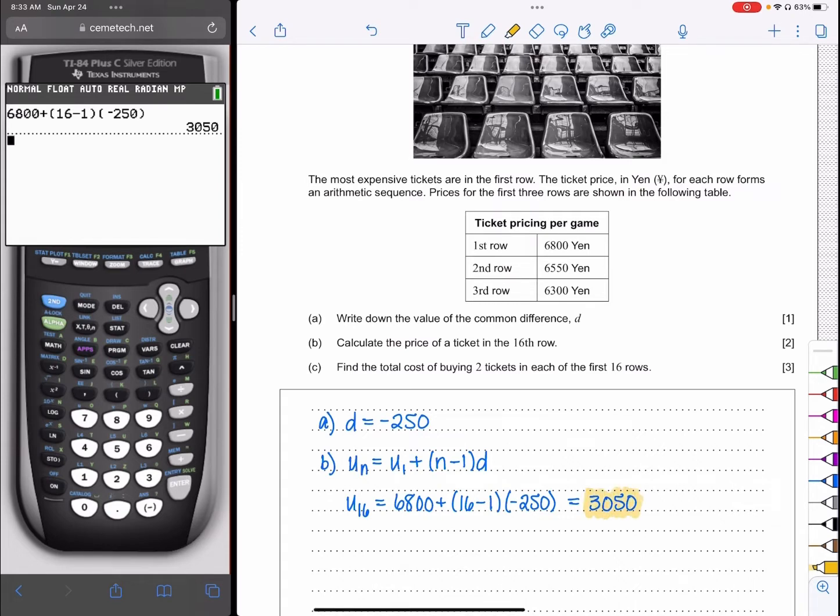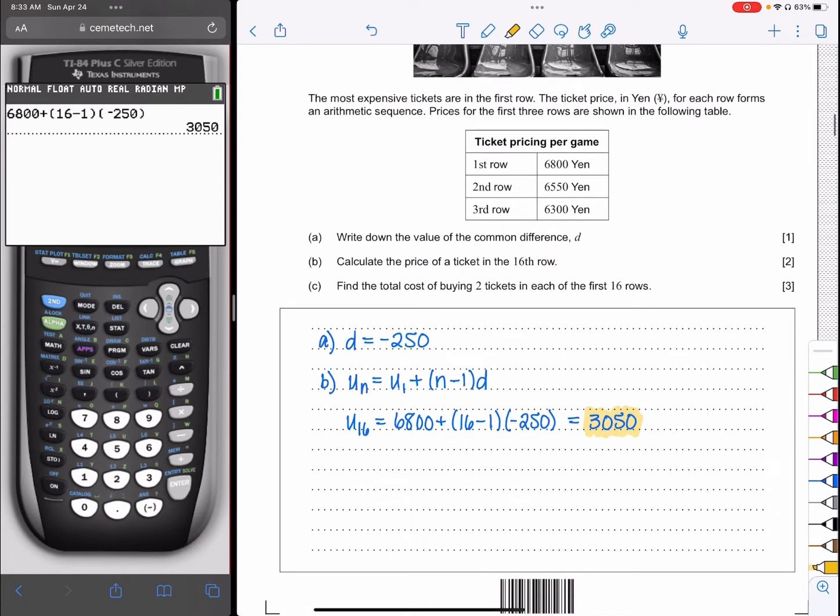All right, so that is the price of a ticket that's in the 16th row. For part C, it says, find the total cost of buying 2 tickets in each of the first 16 rows. So the first thing I need to do is find the sum of the tickets, and my sum equation is S of n is equal to n divided by 2 times U sub 1 plus U sub n.